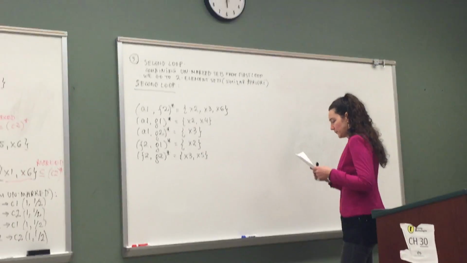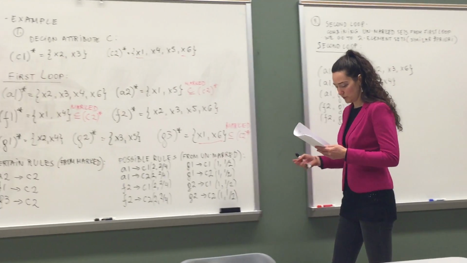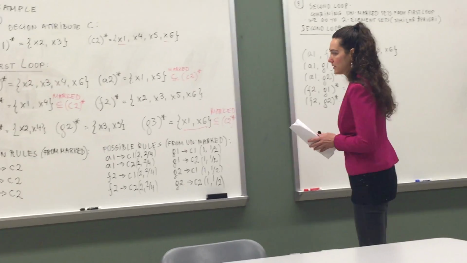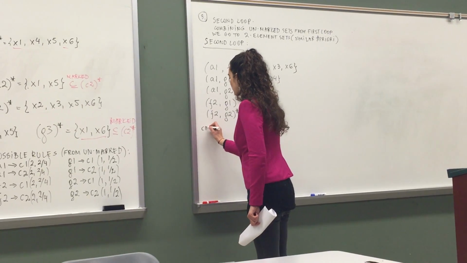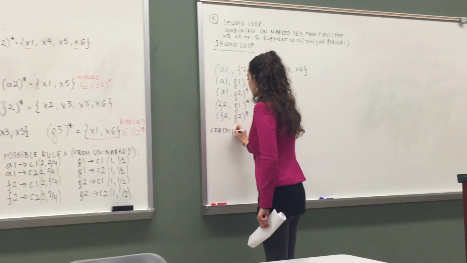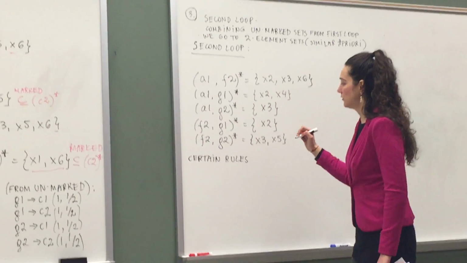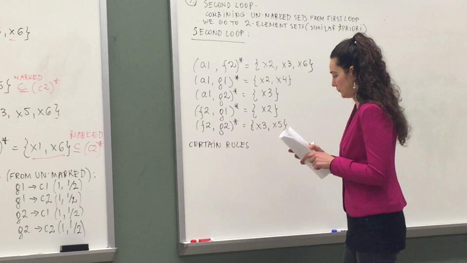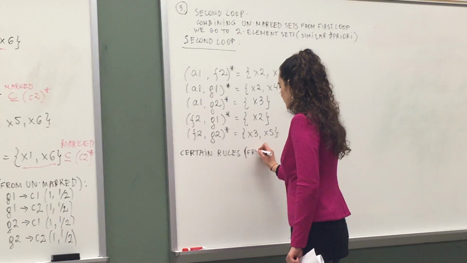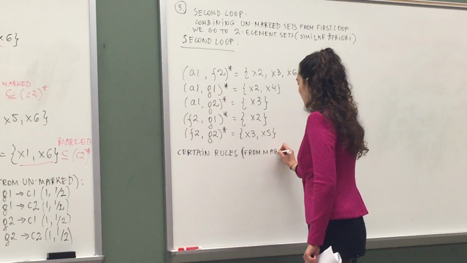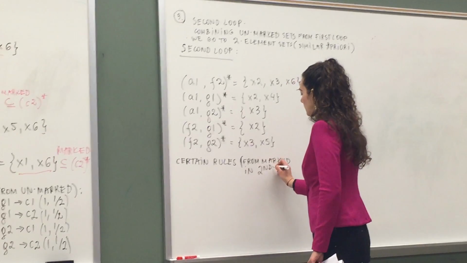So now we are going to do the same thing as we did in the first loop. We will extract certain rules and possible rules. The certain rules in the second loop are from marked sets in second loop.